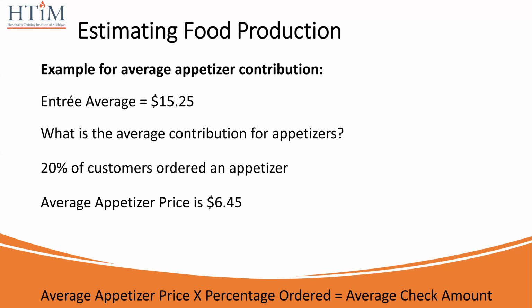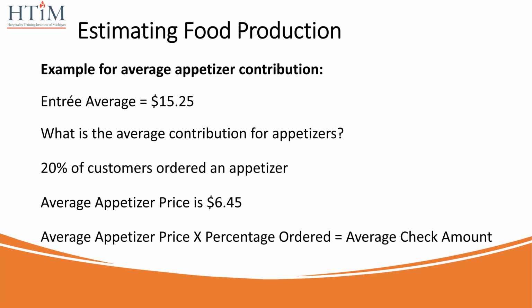So to put it in the formula, average appetizer price times the percentage ordered is equal to the average check amount overall. Putting numbers to that, if our average appetizer price is $6.45 times 20%, we're going to add an average check amount of $1.29 to our $15.25, because again, not everybody orders an appetizer, but we don't know who's going to and who's not. So we actually add in the percentage of those who do so that we can capture it all. Questions, thoughts, comments? Did I lose you? Okay.